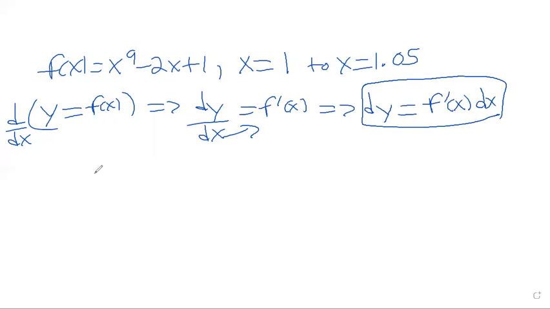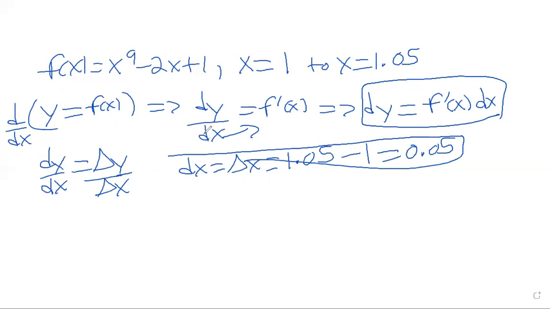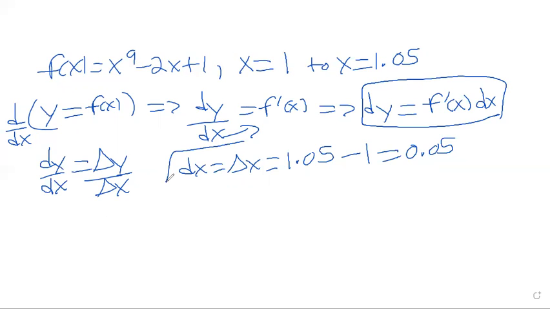dx is a change in x, dy is a change in y. It's the same thing as delta y over delta x. So first off, dx, or delta x, is the change in x. It's starting from 1 going to 1.05, so how much did it change by? 1.05 minus 1, 0.05. So that would be our dx.